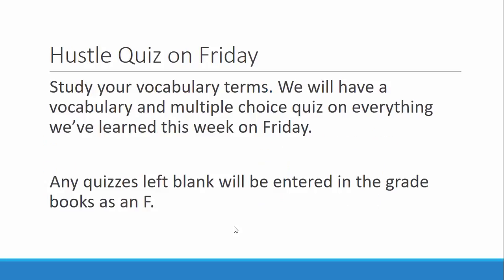Make sure you're studying your vocabulary. You're going to get a vocabulary quiz on Friday along with the quiz on the information we've learned this week.